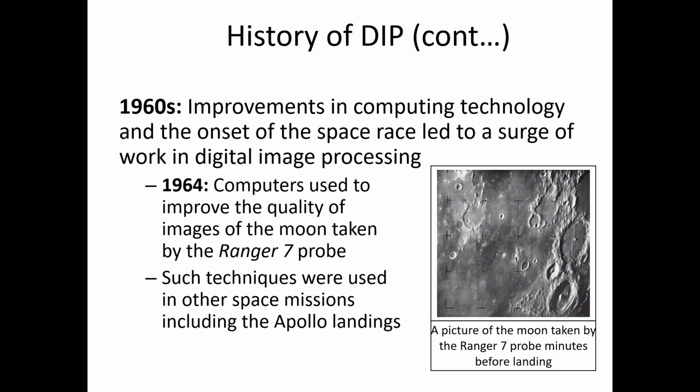Next, in the 1960s, computing technology and the onset of the space race led to a surge of work in digital image processing. In 1964, computers were used to improve the quality of images of the moon taken by the Ranger 7 probe. Such techniques were used in other space missions, including the Apollo landings. This is the picture taken by the Ranger 7 probe minutes before landing.